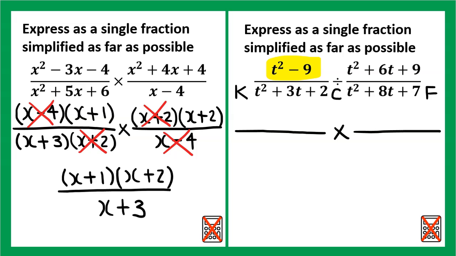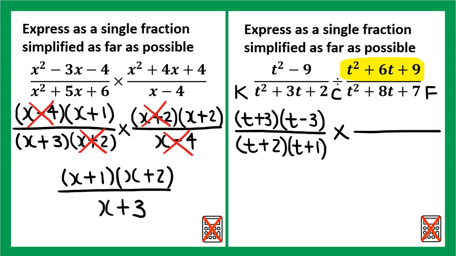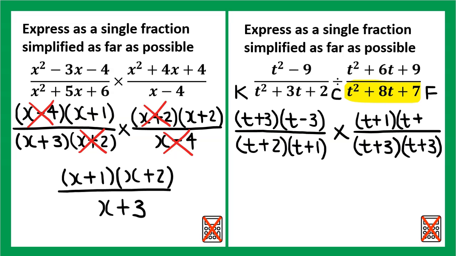Here we have difference of 2 squares, t plus 3 and t minus 3. This quadratic will factorise to t plus 2, bracket t plus 1. This one will factorise to t plus 3, bracket t plus 3. Just remember I'm flipping this fraction, that's quite a few steps to do in one go, which is why I've written it onto the bottom as opposed to the top. And the denominator, which has now been flipped to the numerator, would be t plus 1, bracket t plus 7.